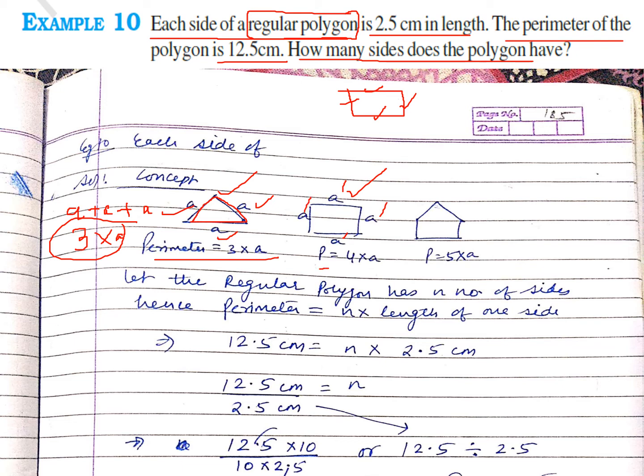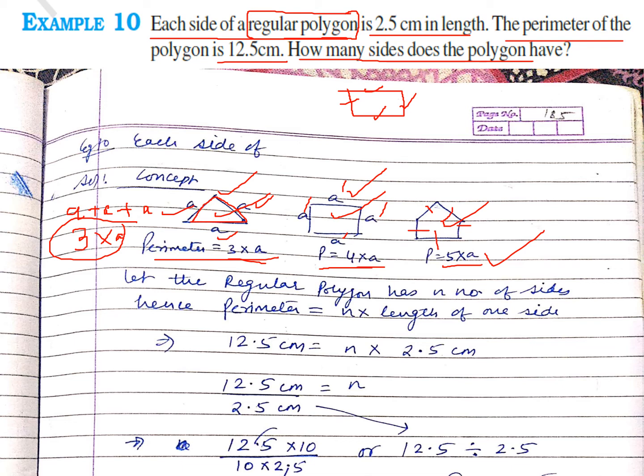So we can say perimeter is 4 into A. If we have a pentagon in which all sides are equal, we can say its perimeter is 5 into A. So what you have realized from here: in a triangle we had 3 sides, so we got 3 into A. In a rectangle we had 4 sides, so we got 4 into A. In a pentagon we had 5 sides, so we got perimeter as 5 into A. This means we can generalize this.